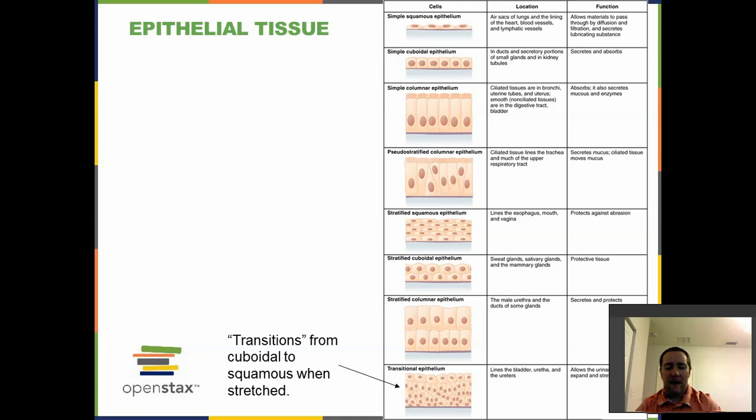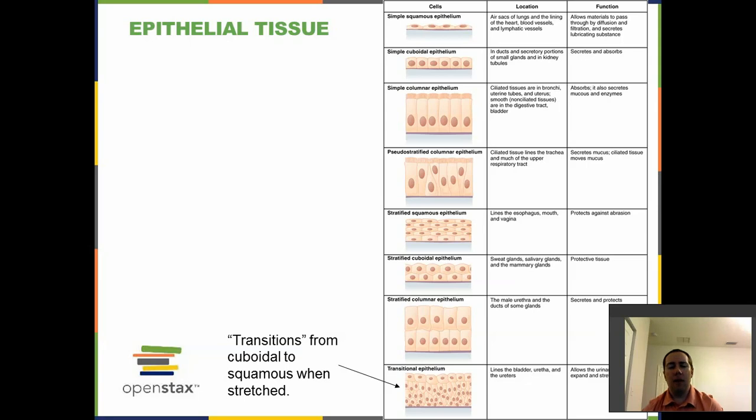Simple squamous, the prototypical place that we find simple squamous epithelia are in the lungs. And in the lungs, we have gases crossing from our blood out into the air. We were taking oxygen from the air into our blood, and we're taking carbon dioxide from our blood and putting it into the air. Simple cuboidal is going to be found in glands, in ducts, as well as the kidney.